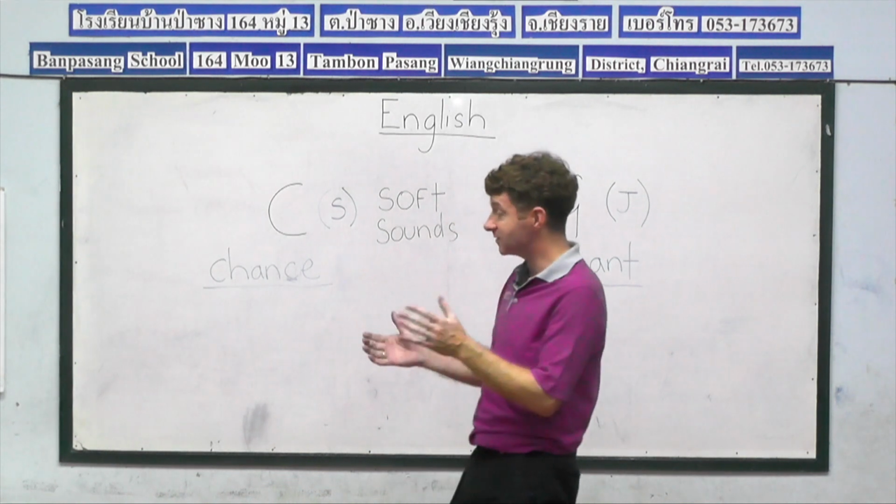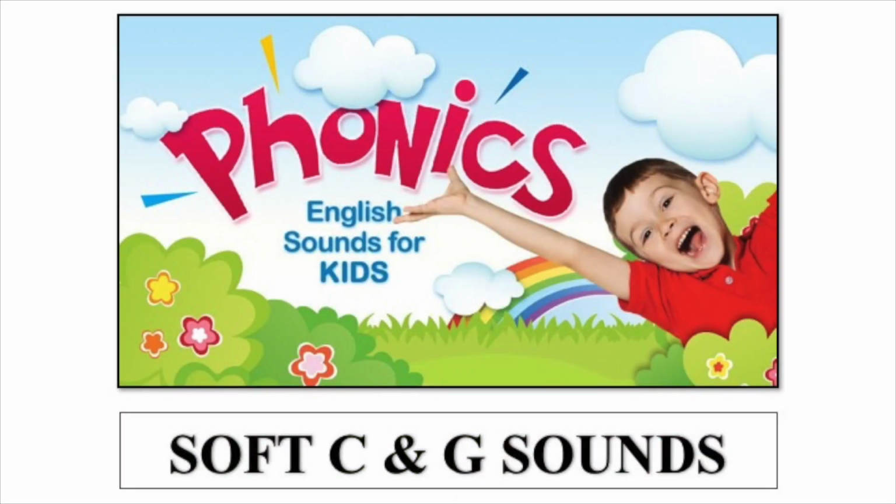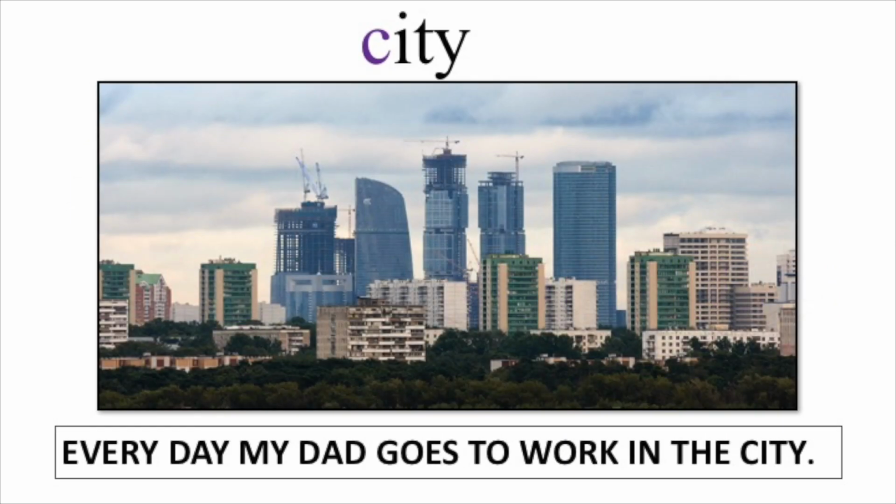So let's turn to look at the TV screen, guys. So let's take a look at our PowerPoint presentation, phonics. English sounds for kids. And in today's lesson, we're looking at soft C and soft G sounds. So the first words we've got with the C sounds, city. Now notice how the C in city is pronounced like an S because it's the soft C sound.